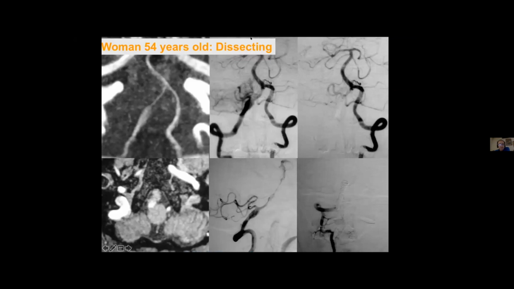Another dissecting aneurysm, 52-year-old, acute hemorrhage. MR, axial view. This is the dissection, at this point. Sometimes many endovascular techniques discuss putting the stent here. No, I don't think it's possible. I prefer the solution to occlude this vessel, because this vessel is broken, is dissected.